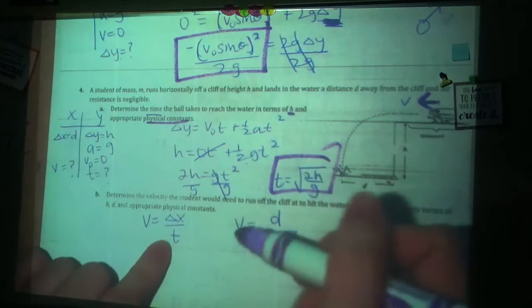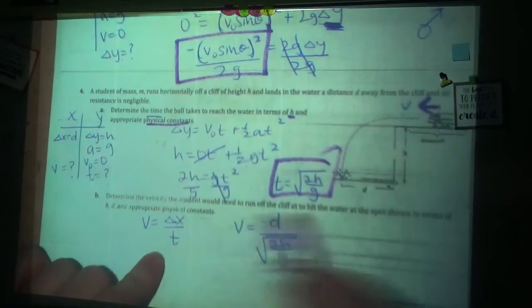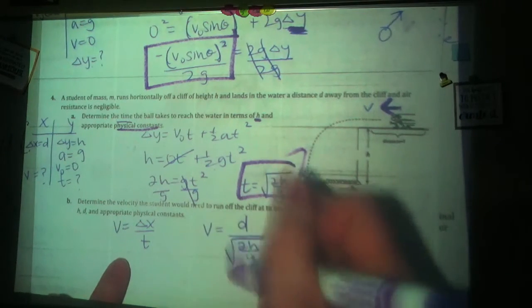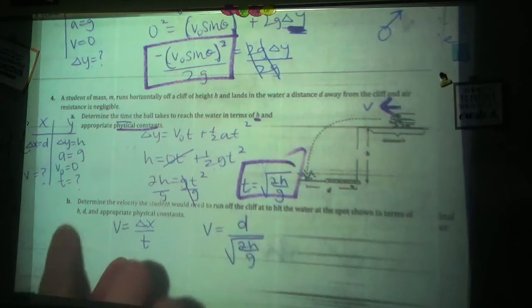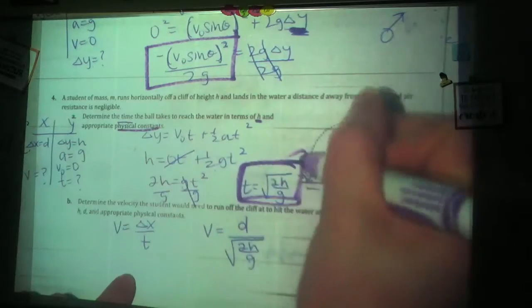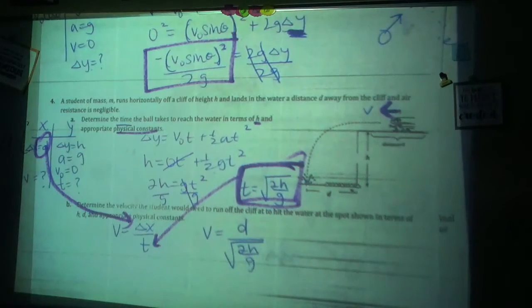I could not just leave it as d over t because it says you want your answer in terms of h, d, and appropriate physical constants. I can't put t in there, right? That's not something that's been given. I can't have that in my answer, but I've already solved for t, so you're just plugging it in for t the same way you plug in d for delta x. So I can just think of it like that.